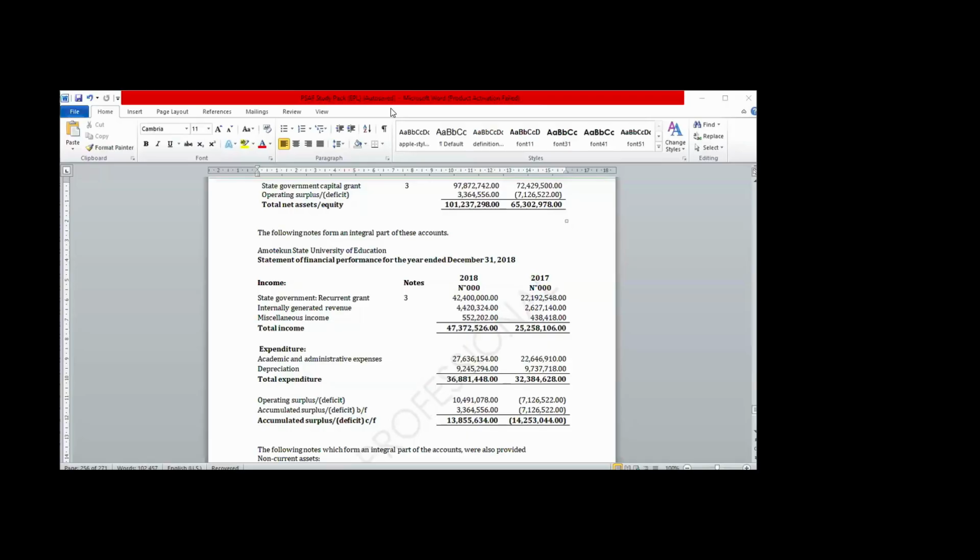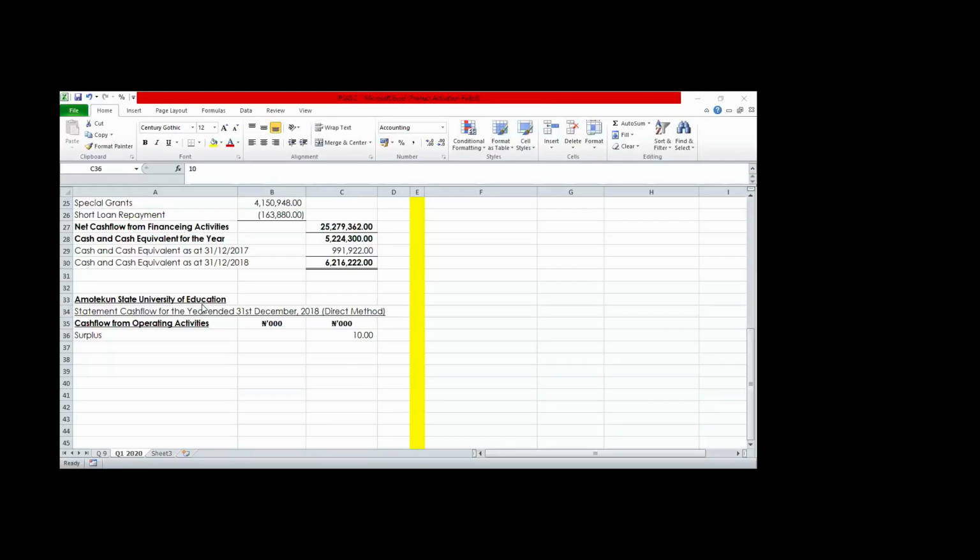So we are not seeing your Excel sheet. Okay, you are not seeing the Excel sheet. Yes, sir. Can you see it now? Yes, sir. Now, how much is the surplus we have? 10 million 491,078.